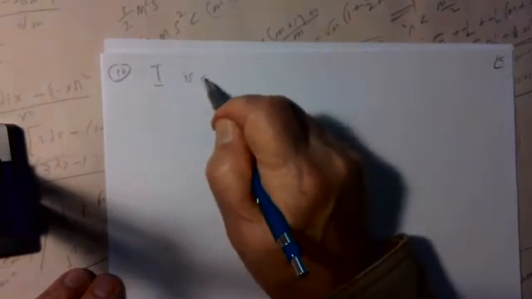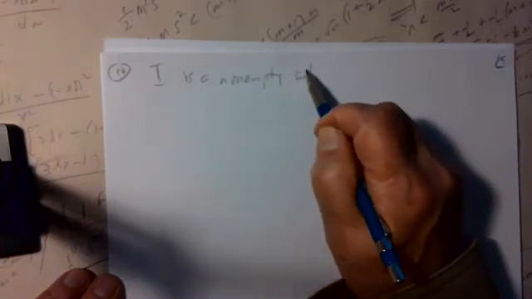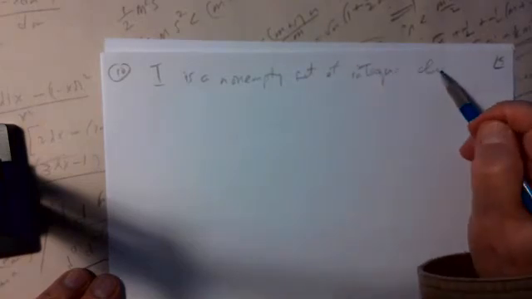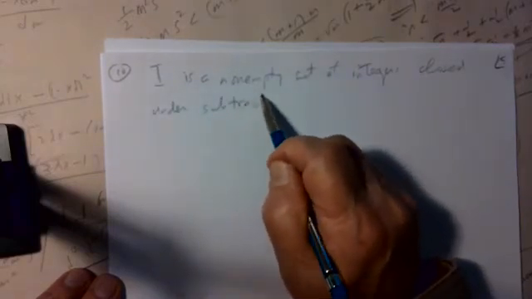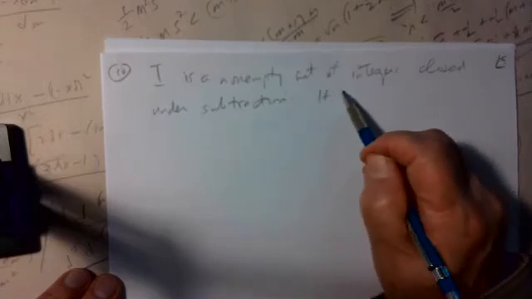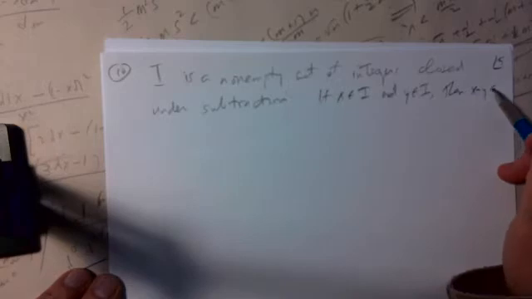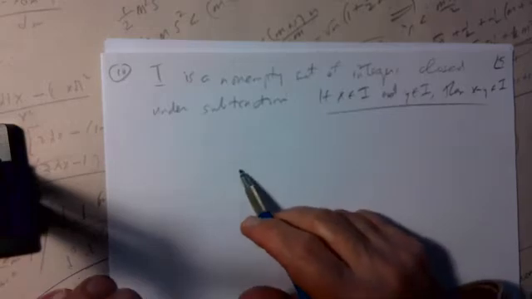Let's look at problem 10. So I is a non-empty set of integers closed under subtraction. So that means that if x is in I and y is in I, then x minus y is in I, right? That's what closed under subtraction means.